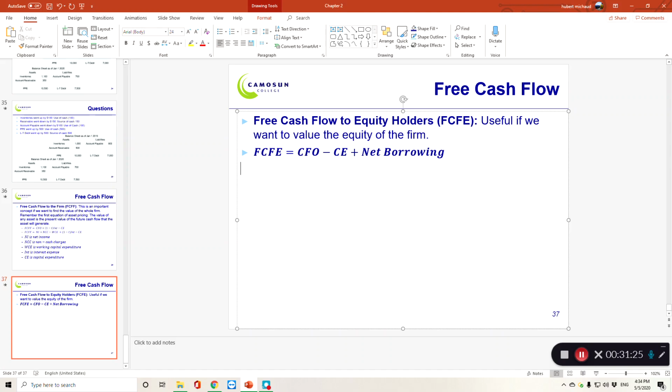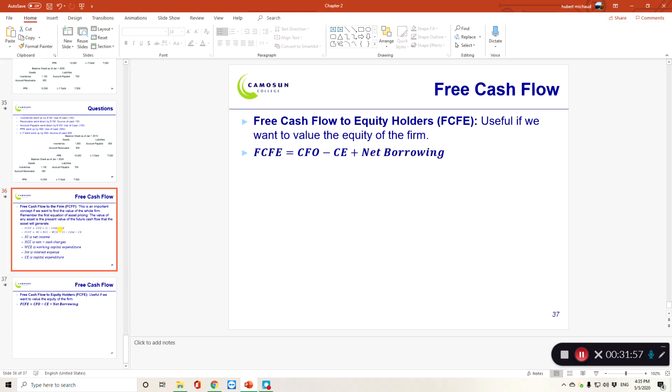So we start with the CFO, the cash flow from operating activities. We subtract the capital expenditure. We do not add 1 minus t times the interest payment here, because we're not worried about the debt holders anymore. We're just interested in the cash flow that equity holders can get and generate, and then we add the net borrowing. So these two cash flows are pretty interesting and pretty important.